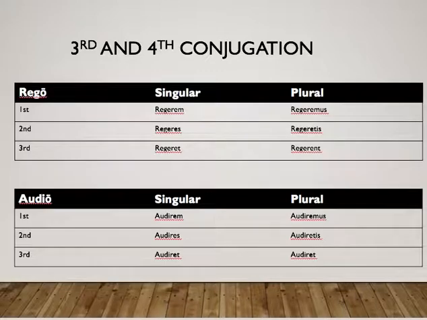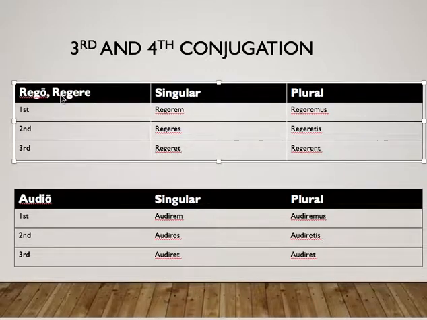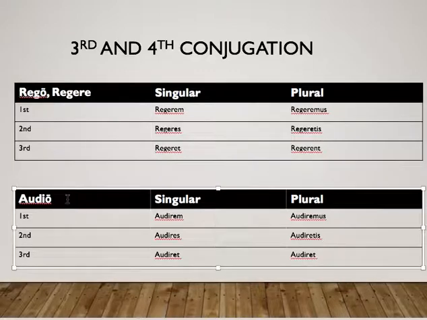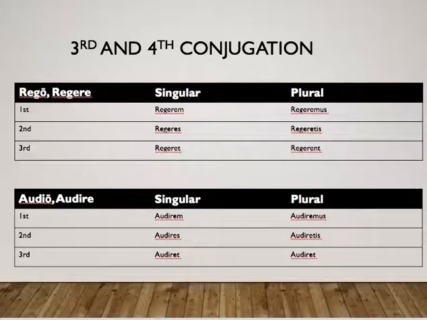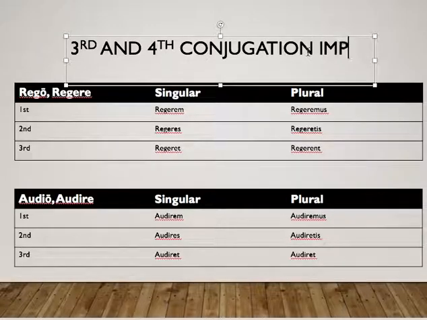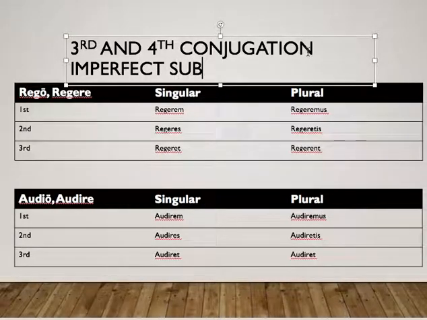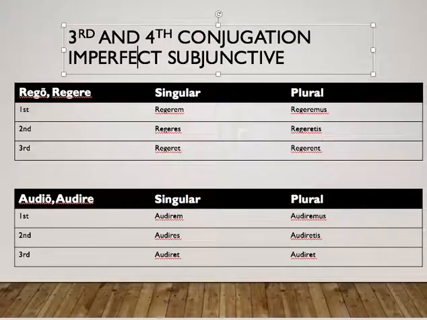Ready? Here we go. Regerem, regeres, regeret. How'd I get there? Rego, regere. Second principal part is regere. So I just slap the endings onto that. Second principal part of audio is audire, and I just slap the endings onto audire. And that's how I get my imperfect subjunctive forms. Okay? So as a reminder, this is all the third, fourth conjugation imperfect subjunctive. All right, another good thing to jot down in your notes.